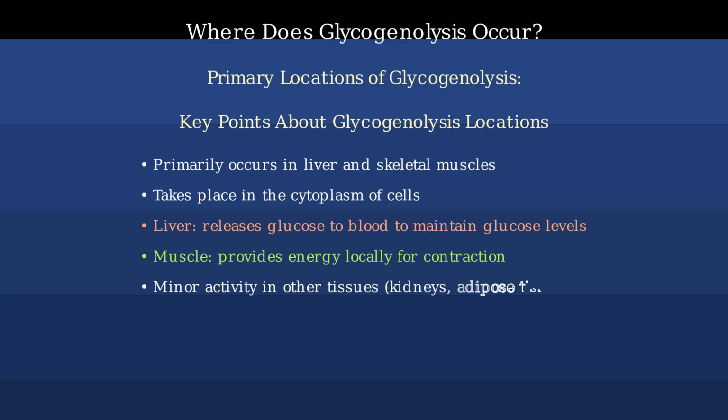Glycogenolysis primarily occurs in the liver and skeletal muscles, taking place within the cytoplasm of cells. The liver releases glucose into the bloodstream to maintain glucose levels, while muscles use the energy locally for contraction. There is also minor glycogenolysis activity in other tissues, such as the kidneys and adipose tissue.